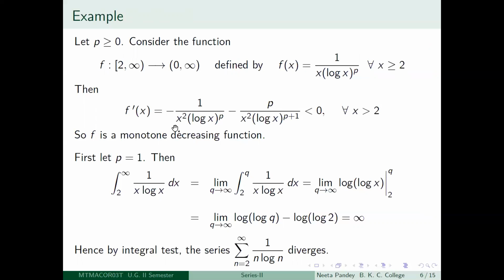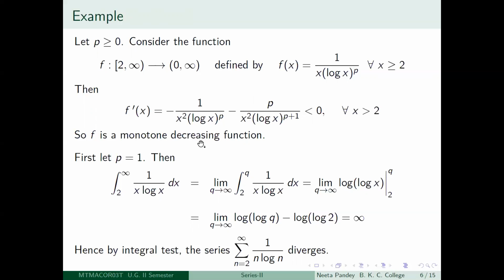So what is the derivative of f? There are two terms. I have differentiated 1 by x, so I get minus 1 by x squared log x to the power p in the denominator as it was. And then I have differentiated 1 by log x whole to the power p, so I get minus p log x to the power minus p minus 1, so it becomes 1 by log x to the power p plus 1. And then you have to differentiate log x, so you get a 1 by x there, and you already had a 1 by x here. So the totality will be minus p divided by x squared log x to the power p plus 1.